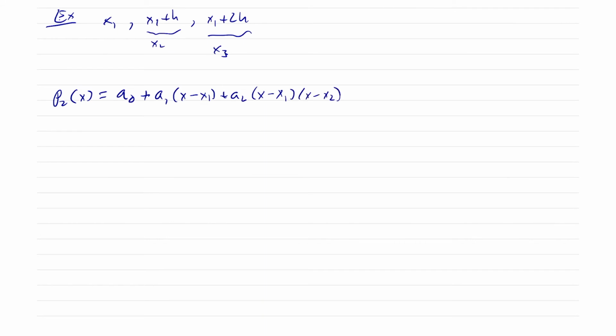All right, now we just need to figure out what a0, a1, and a2 are. So let's just go ahead and do our divided differences. So we're going to have x and it's going to give us y's. This is going to be our divided differences. So first difference.